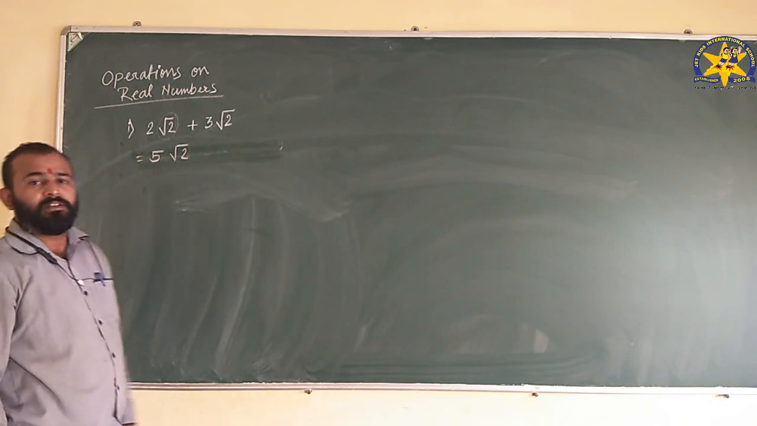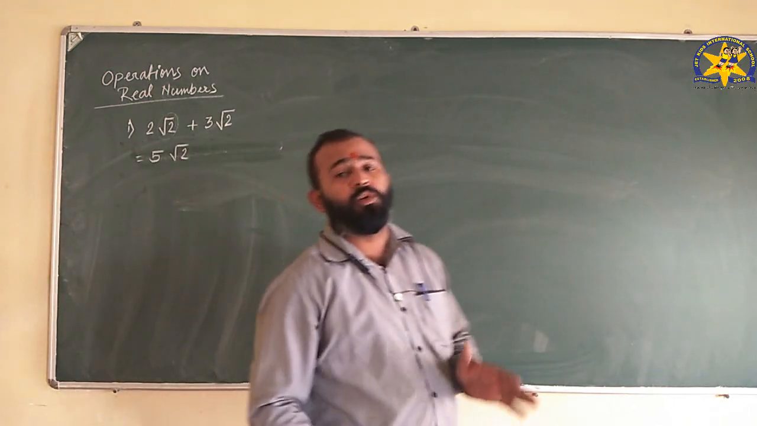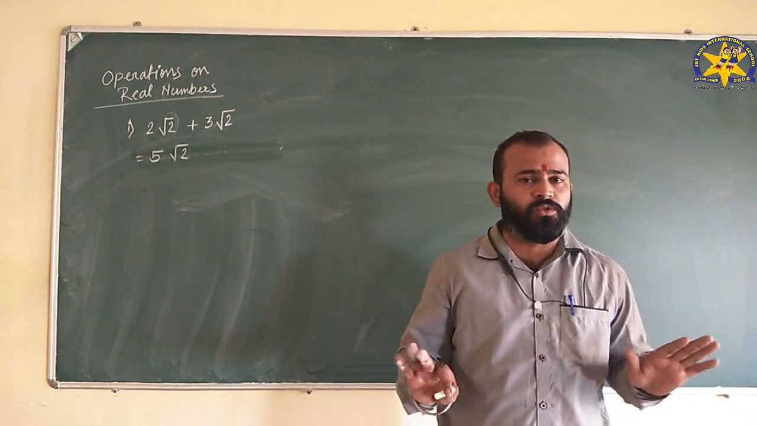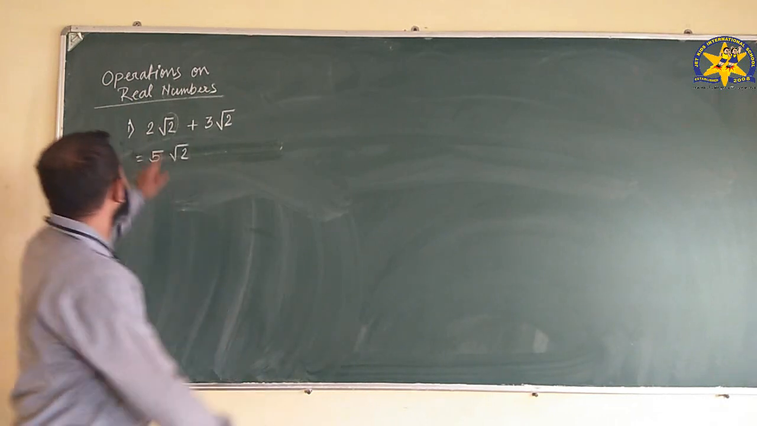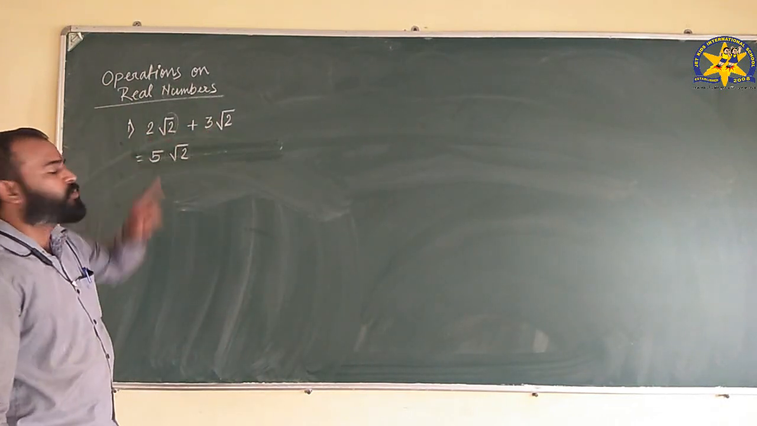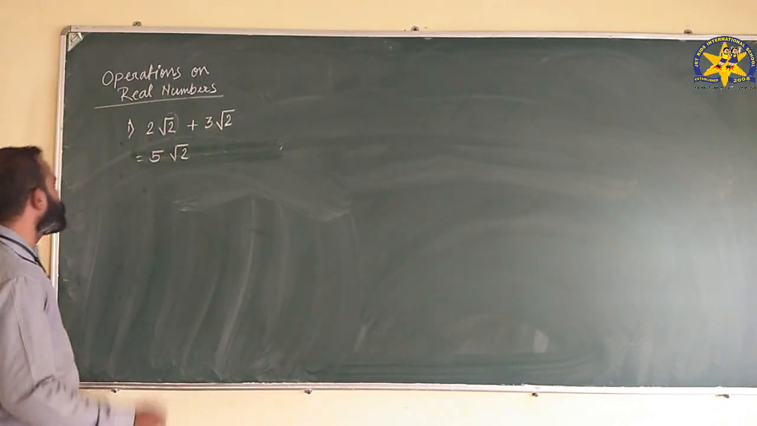So here our variable is, suppose, √2. It is not √2 but suppose. Here our variable is √2. So 2√2 plus 3√2 is equal to 5√2.